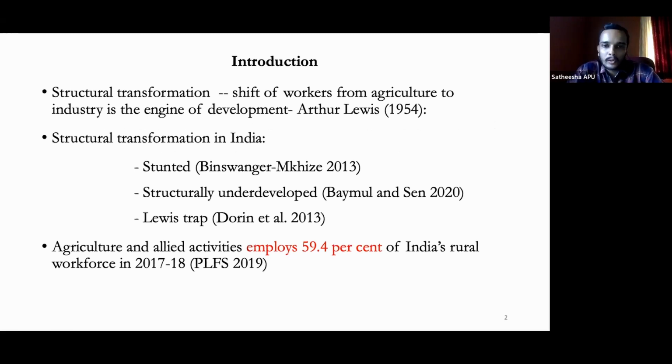So according to Arthur Lewis, structural transformation is the engine of development. That is, the shift of workers from the low-productive agriculture sector to high-productive industry. But this type of structural transformation is much delayed in India. According to the secondary data sources, the agriculture sector continues to employ roughly 60% of the rural workforce in 2017-18.